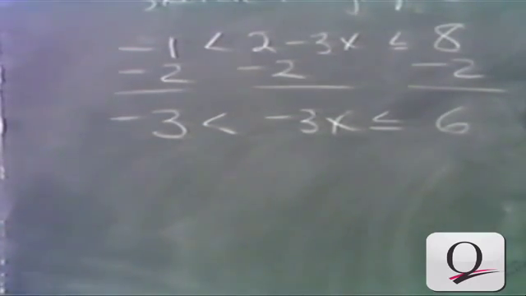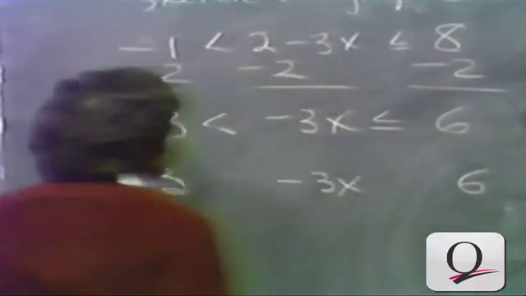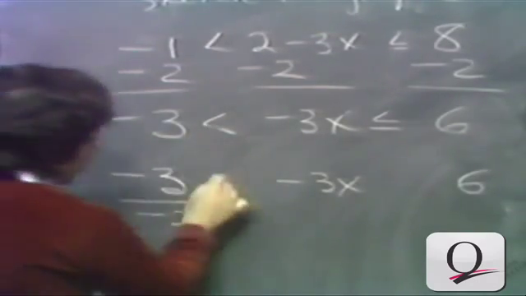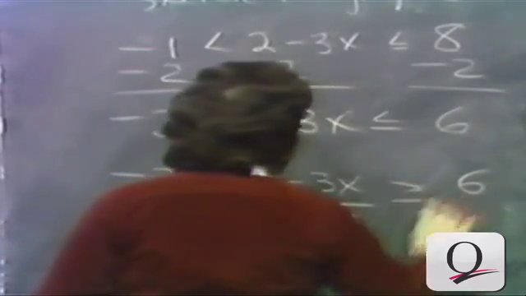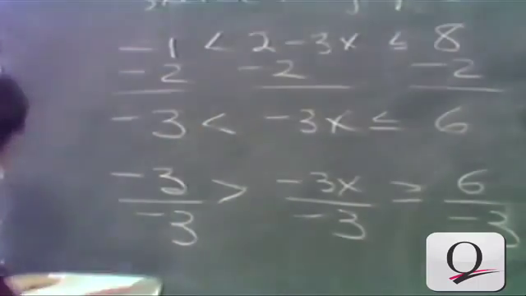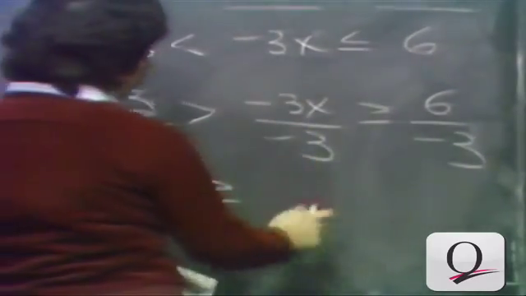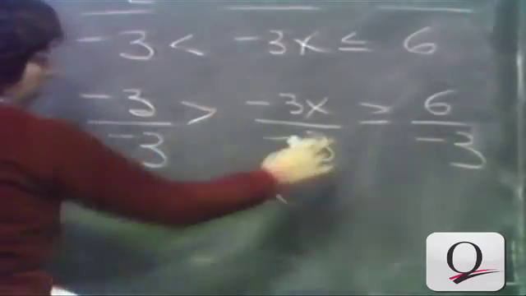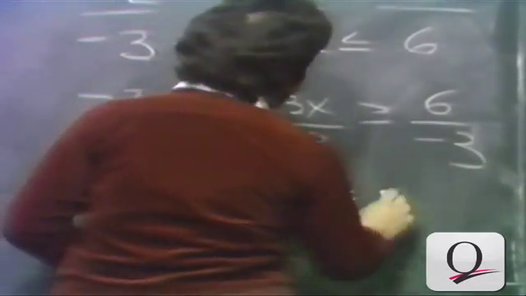Now we would like to get x alone in the middle, and of course we have minus 3x. We have to divide by minus 3, but in order to divide by minus 3, we have to change the directions of the inequality. So the less than has to become a greater than, and the less than or equal becomes a greater than or equal. Dividing by minus 3, minus 3 over minus 3 gives 1, greater than, here the minus 3's cancel, greater than or equal to minus 2. So 1 greater than x, greater than or equal to minus 2.